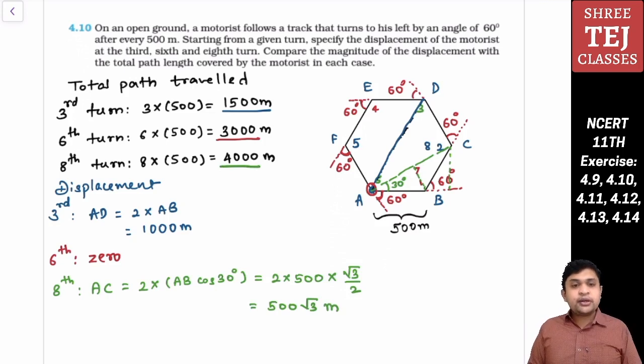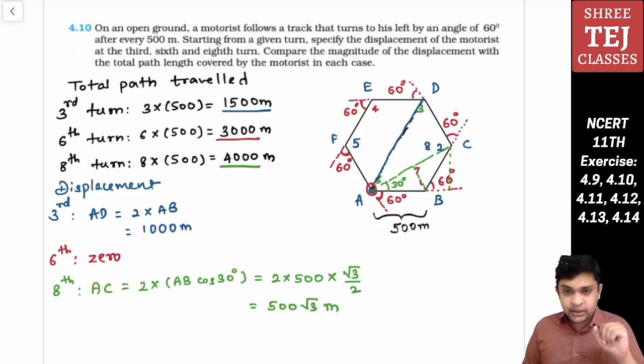So for the third turn, path traveled is 1500 meter, but displacement is 1000 meter. For the sixth turn, path traveled is 3000 meter, but displacement is 0. And for the eighth turn, path traveled is 4000 meter, but displacement is 500 root 3 meter. So let us move to the next question.